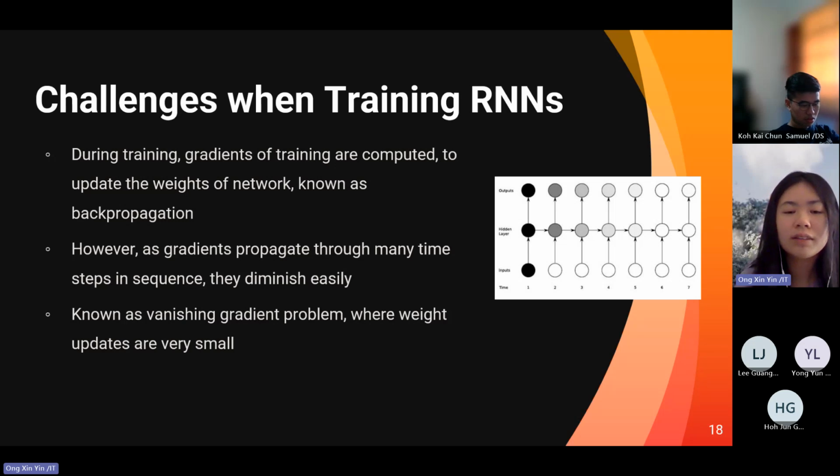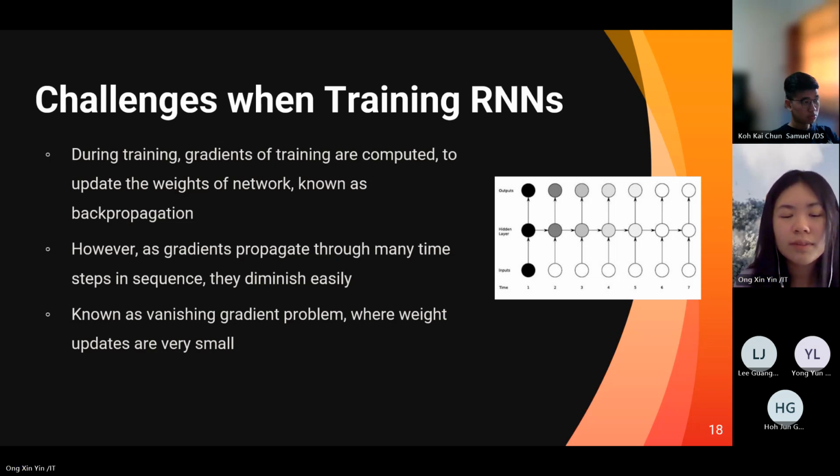But here we will encounter a challenge known as the vanishing gradient problem. As gradients propagate through many time steps in a sequence, they tend to diminish or become extremely small. This phenomenon hampers the ability of the network to make significant weight updates and leads to slow or stopped learning.